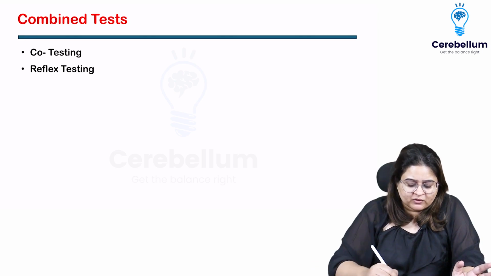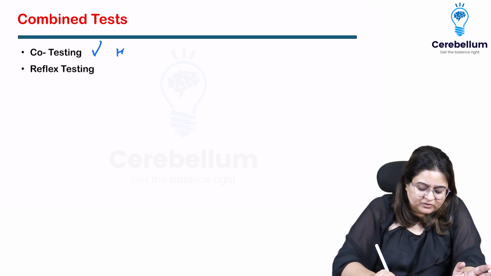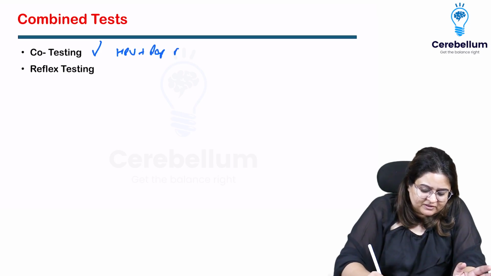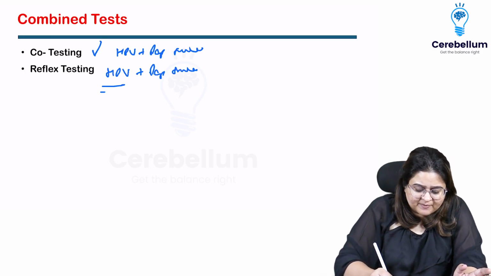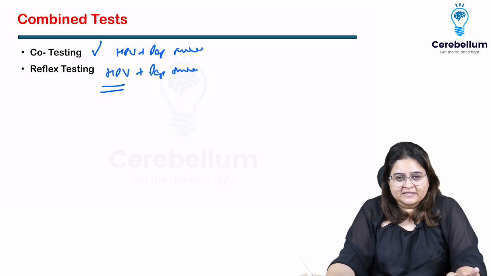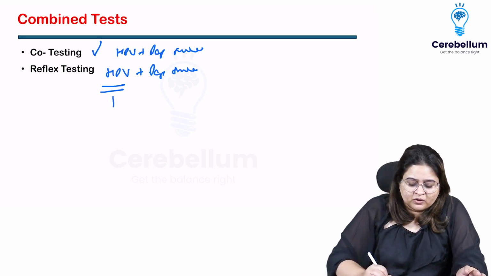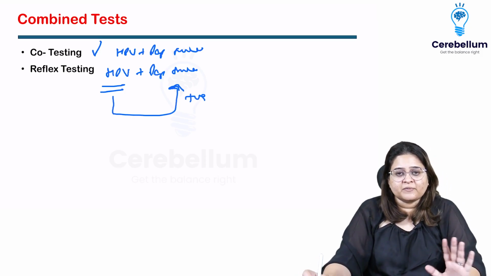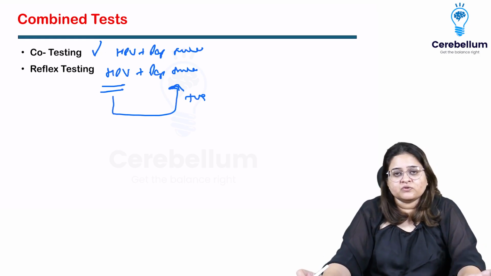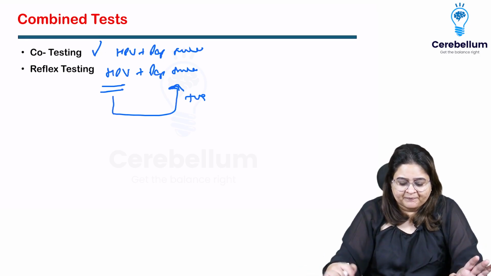Now, I told you about co-testing, which is taking both an HPV plus a pap smear. Reflex testing is also taking both an HPV plus a pap smear. But in reflex testing, the lab is first going to check the HPV status. Only in those women whose HPV is positive are they going to further process and look at the pap smear. If it's HPV negative, they won't bother looking at the pap smear.